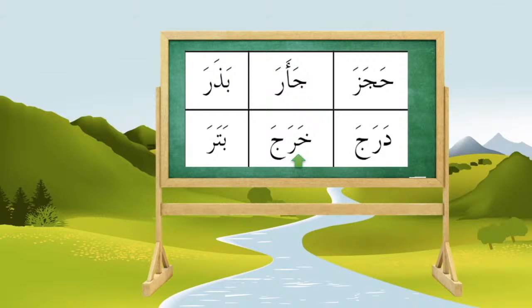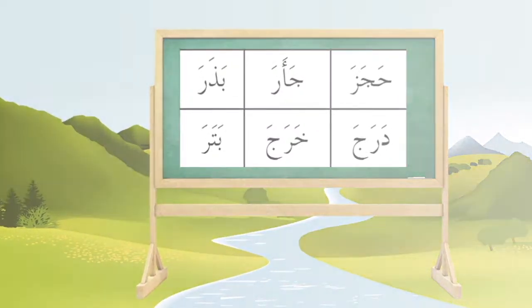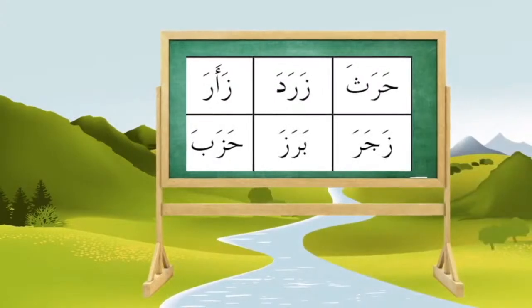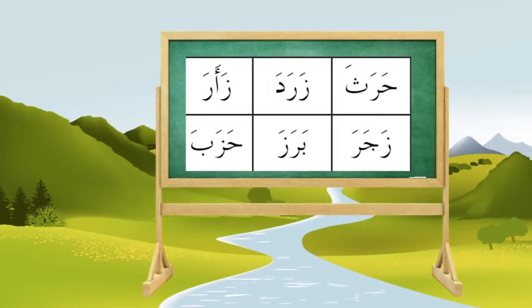Moving on to this one here. We have kha, ra together, kha, ra, ja, kha, ra, ja. Okay, and then the last word we have on the board is ba, ta, together, bata, ra, bata, ra. MashaAllah, you guys are working so hard. Inshallah, this is going to be the last group of words I have for you today.